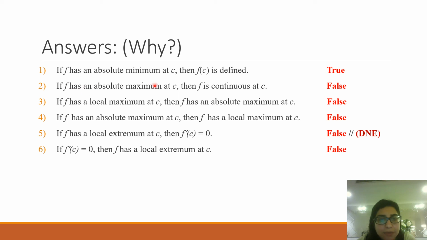2. If f has an absolute maximum, then f is continuous at c. No, that's not true, because sometimes the absolute maximum could be an endpoint or a starting point of your function, and this point is not continuous because the function just starts from the right hand side or just starts from the left hand side, so it doesn't have to be continuous.